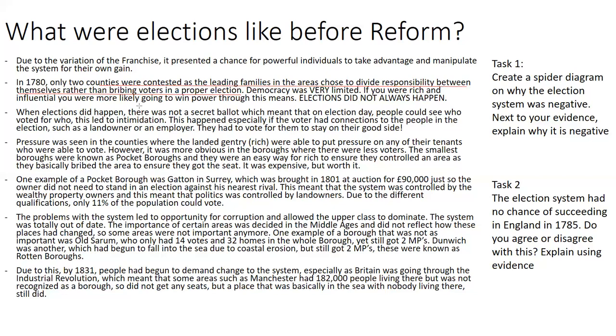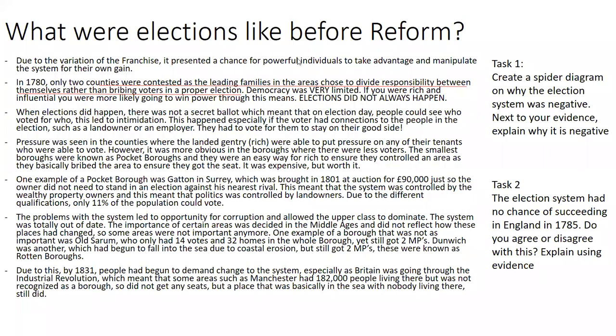And what I'd like you to do, first task, create a spider diagram on why the election system was negative. Next to your evidence, explain why that's negative. And then task 2, this is a little bit of an extended writing task. The election system had no chance of succeeding in England in 1785. Do you agree or disagree with this statement? Use evidence in this answer. So that's the first sort of overview of this introduction.